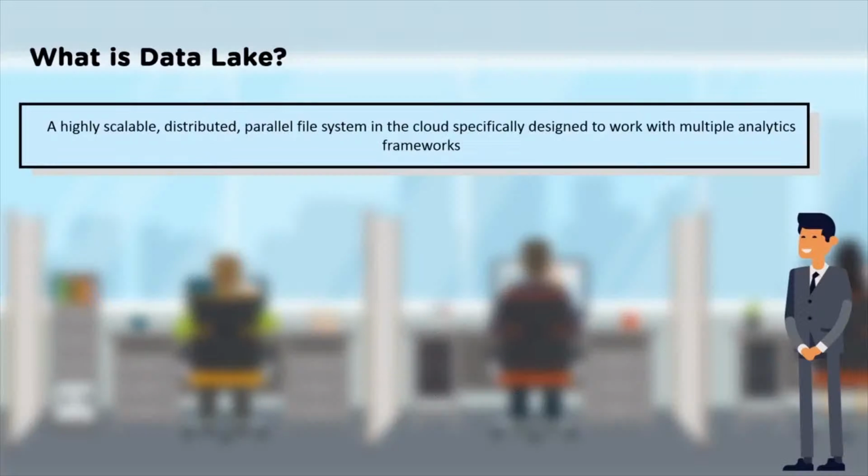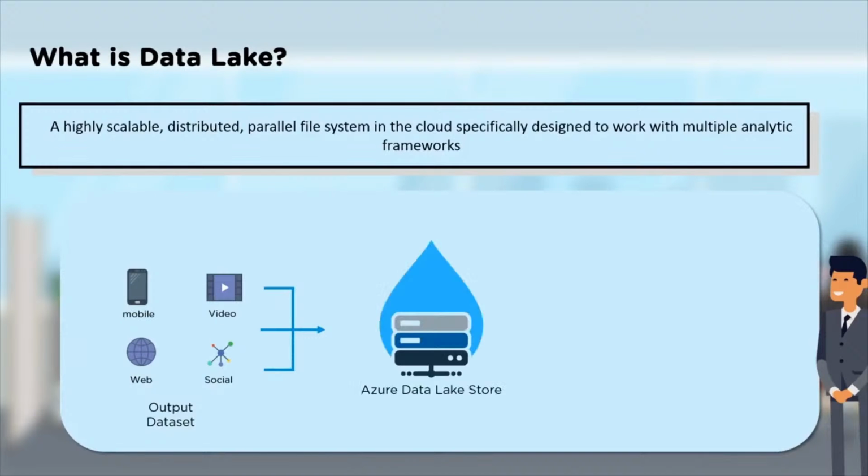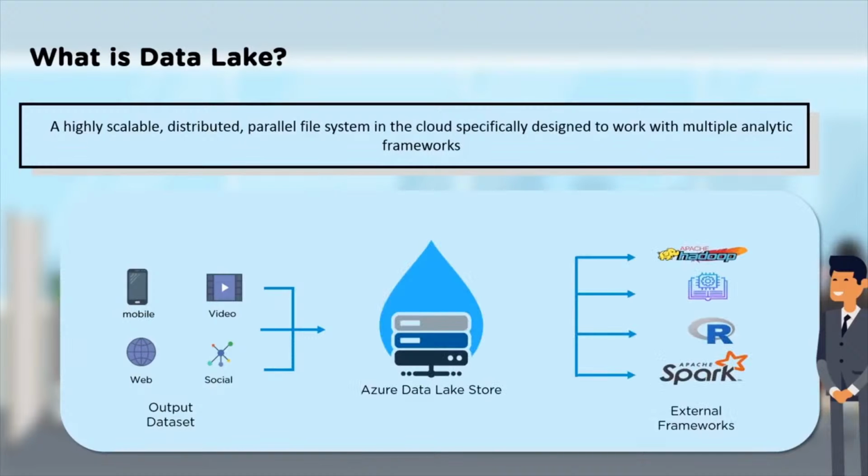Now, data lake is a data storage or a file system which is highly scalable and distributed. It is located in the cloud and works with multiple analytics frameworks, which are external frameworks like Hadoop, Apache, and so on. So now let's have a look at it. So first you have your output data set, which is data from mobile, video, web, social media, so much more. It is sent into the Azure Data Lake store, and then it is provided to external frameworks like R, Apache, and Spark so that they can be worked on.